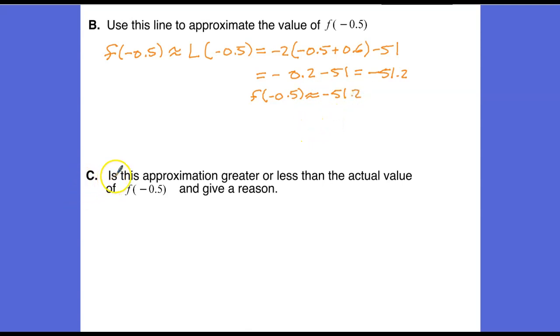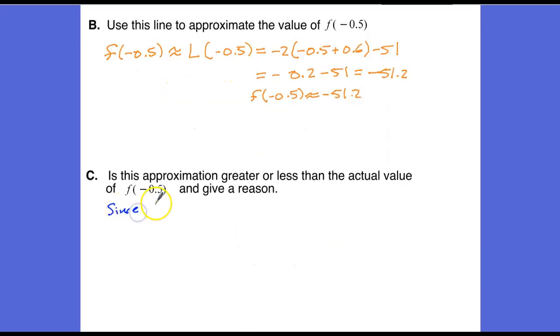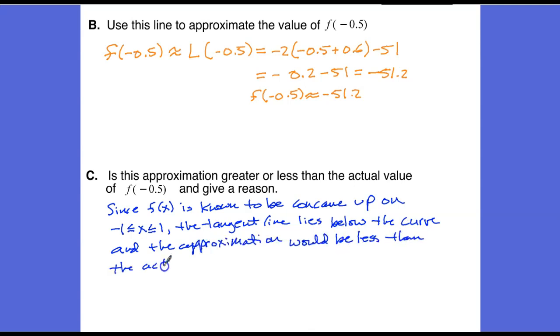And then in part C, is this approximation greater or less than the actual value of f of negative 0.5, and give a reason. So remember that in the original problem they told us that the function is concave up. So we're going to write, since f of x is known to be concave up on the interval negative 1 is less than or equal to x is less than or equal to 1, the tangent line lies below the curve, and the approximation would be less than the actual value of f of negative 0.5.